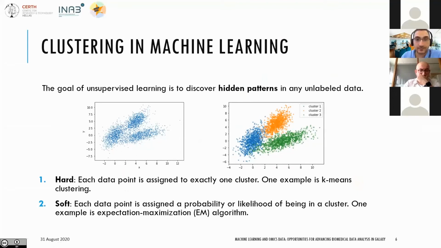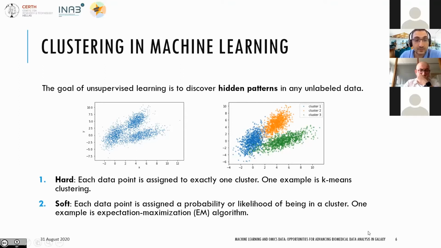So in a nutshell, what clustering is aiming to do is to identify hidden patterns. And the critical part here is that your data is unlabeled. It can have labels in practical terms, but from the perspective of clustering, these labels are not taken into consideration.